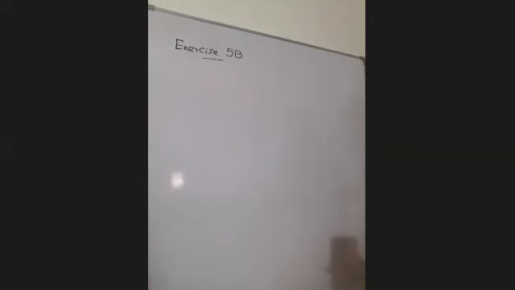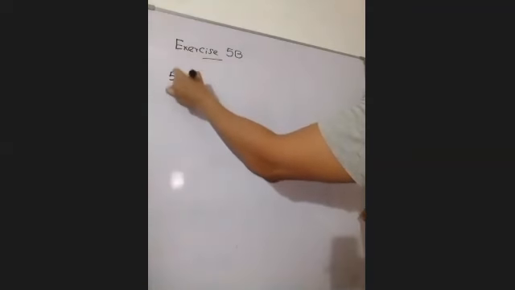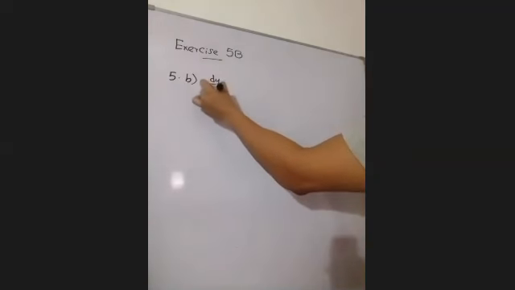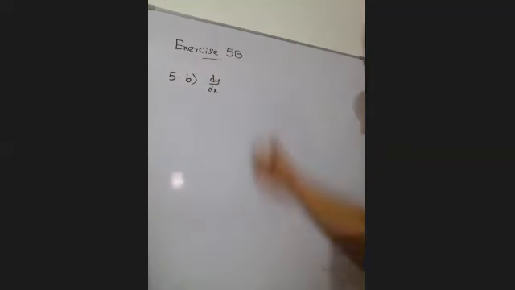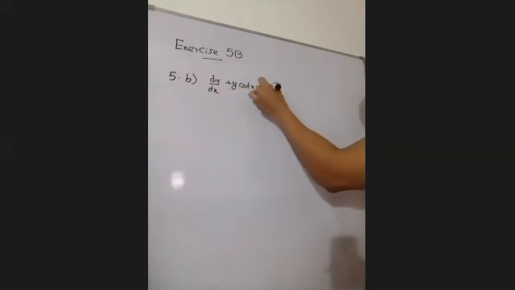In question number 5, part B, that is dy by dx plus y cot x is equal to 1. Right.